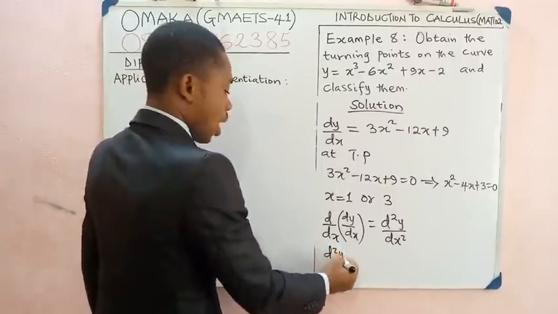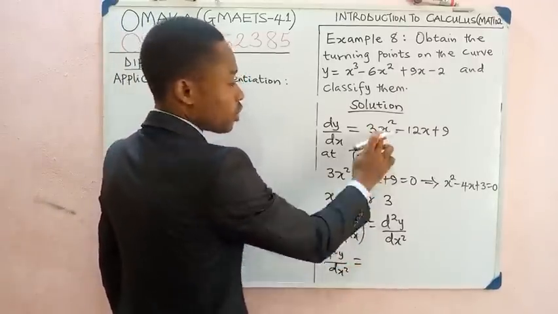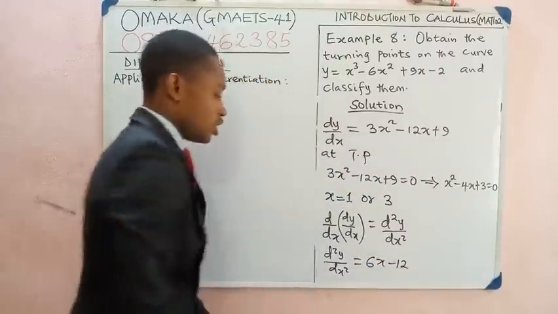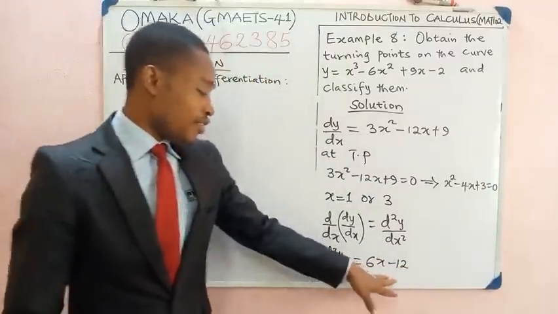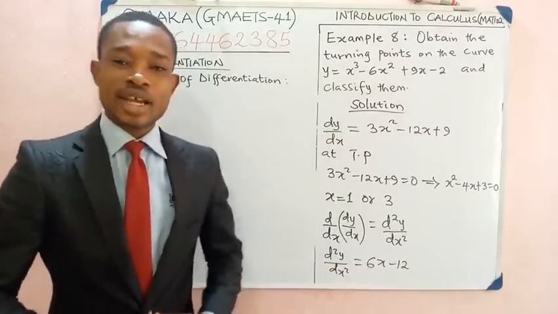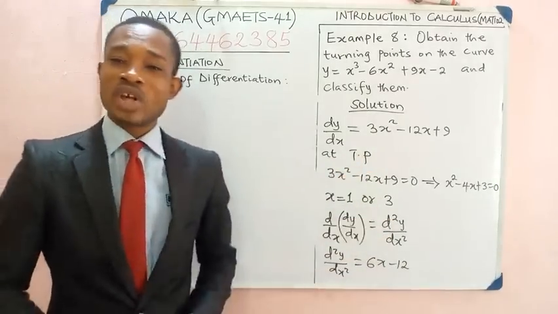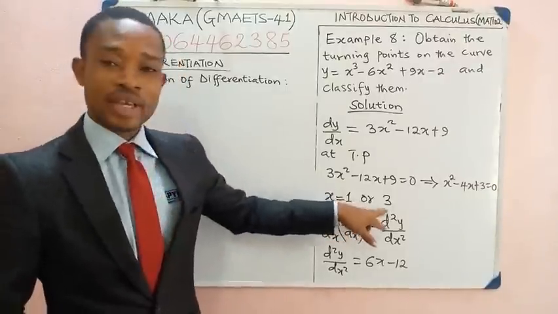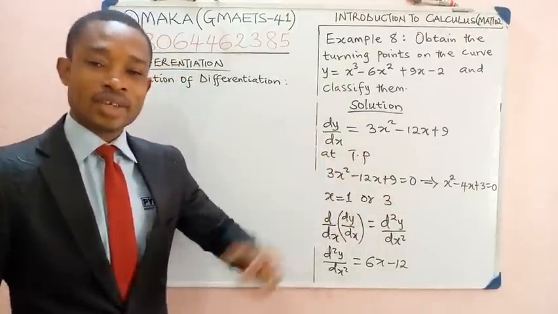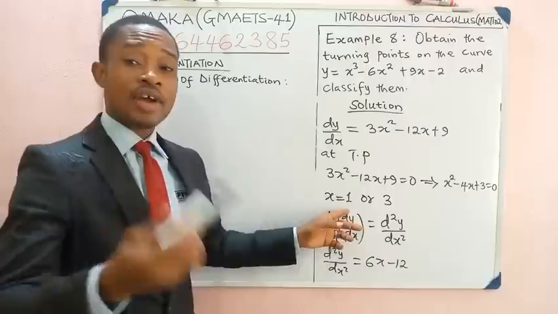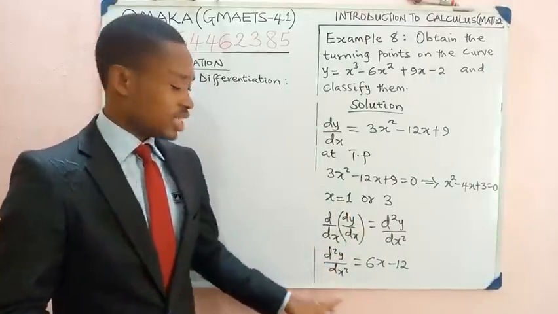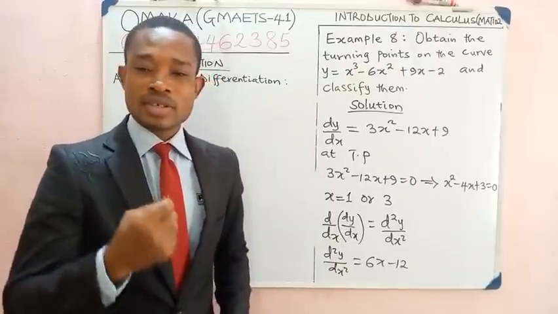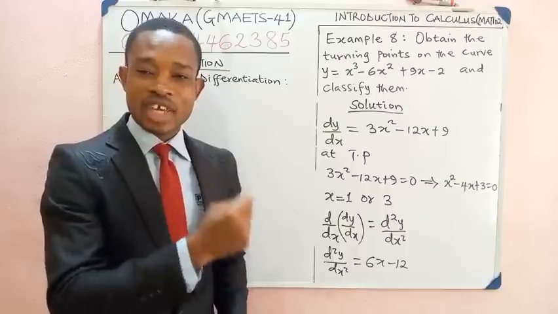This will give us d2y/dx squared to be equal to, I'll differentiate this, 6x minus 12. So we are going to use this second derivative to carry out our test in order to classify these 2 points. Now we want to classify these turning points 1 and 3 to find out which one is minimum and which one is maximum. To carry out that test, we need our second derivative, which we already obtained as 6x minus 12. What business does this second derivative have in the classification?